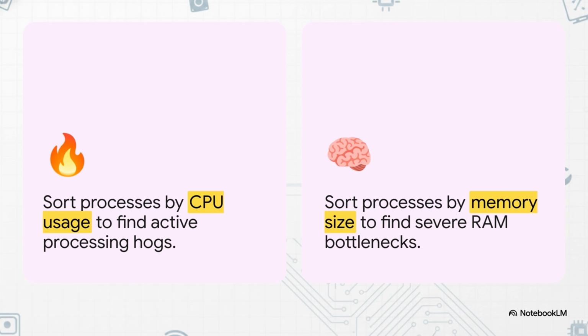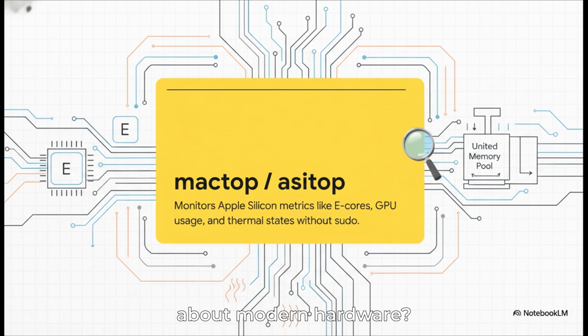Or flip it around. top -o rsize sorts by resident memory size. That's how you instantly catch an app that's suffering from a massive memory leak and just starving the whole system of RAM. But wait, what about modern hardware?